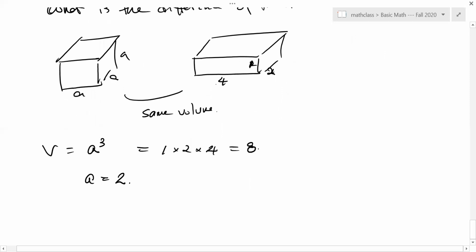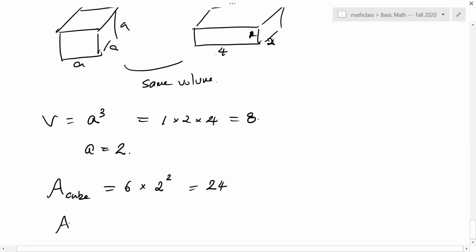So now let's find the surface area of both solids. The surface area of the cube, how do you find that? Well, you have 6 identical faces, so 6 times each face's area, which is 2 by 2. So it's going to be 24, right?